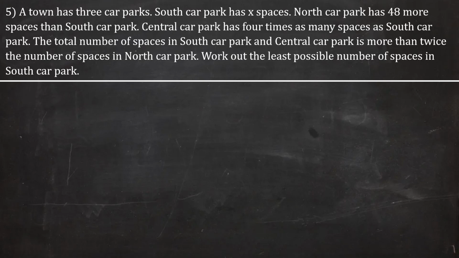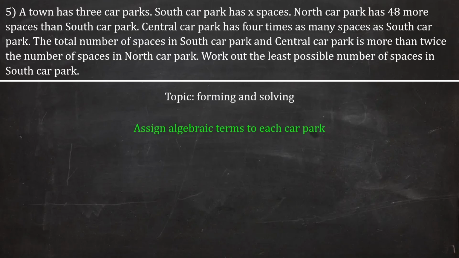Question 5, it's a forming and solving question. So first thing we're going to do is assign algebraic terms to each of the car parks. Now the question tells us that south car park is x spaces, but even if it didn't, the smallest amount that you can infer from the question is always going to be the letter by itself, x. Then the north car park has 48 more than the south, so that would be x plus 48.